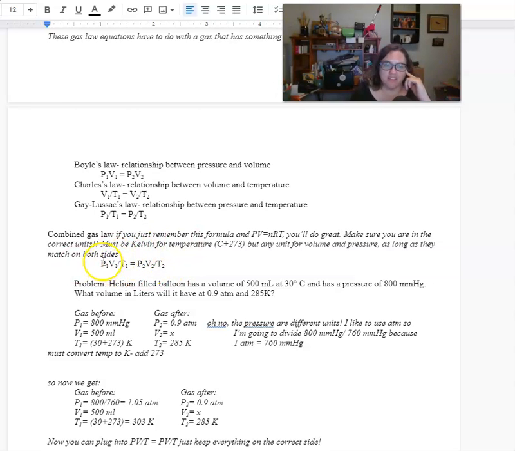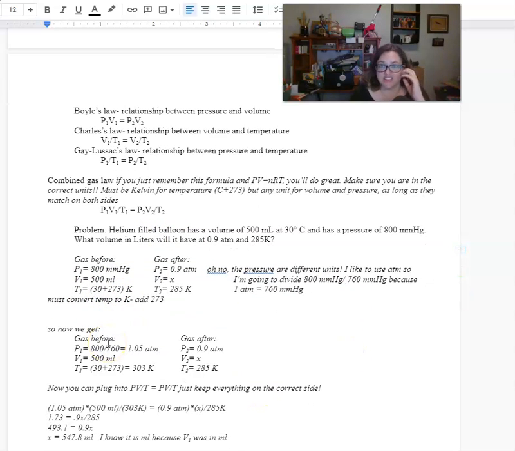One way to remember this is pivot. Oh, we're all so tired of that word. But the idea is it's PV and then you pivot to the T. So PV over T equals PV over T, where you have a before and an after. So before is 1 and after is 2. That's how I have always remembered it. I always really liked gas laws because they're so much easier than stoichiometry.